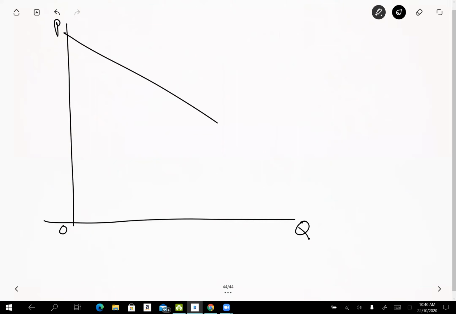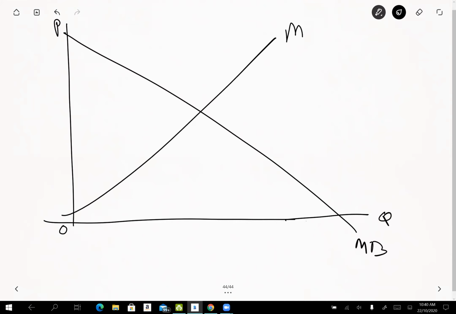So let's say the marginal benefit is there. That is the marginal benefit. That is the marginal cost, which is the supply. And of course, you have the equilibrium, EC, that corresponds to QC, PC. Okay, EC here.